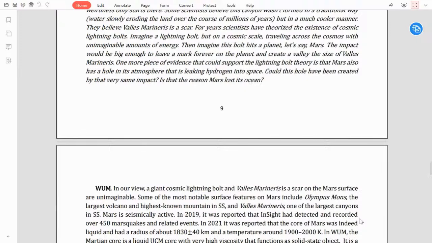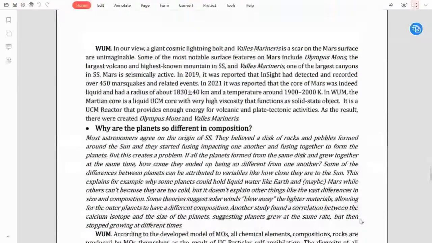Boom! In our view, a giant cosmic lightning bolt and Valles Marineris as a scar on the Mars surface are unimaginable. Some of the most notable surface features on Mars include Olympus Mons, the largest volcano and highest known mountain in the solar system, and Valles Marineris, one of the largest canyons in the solar system.